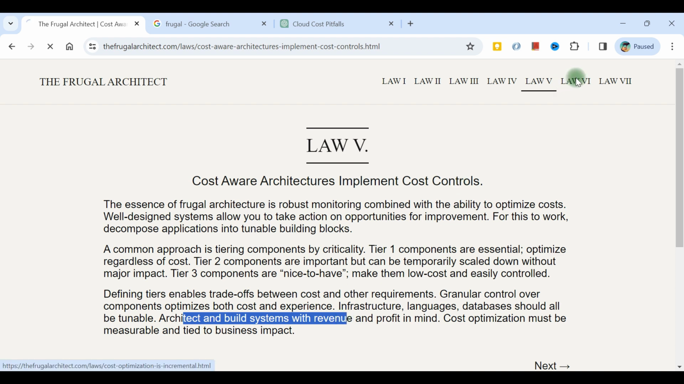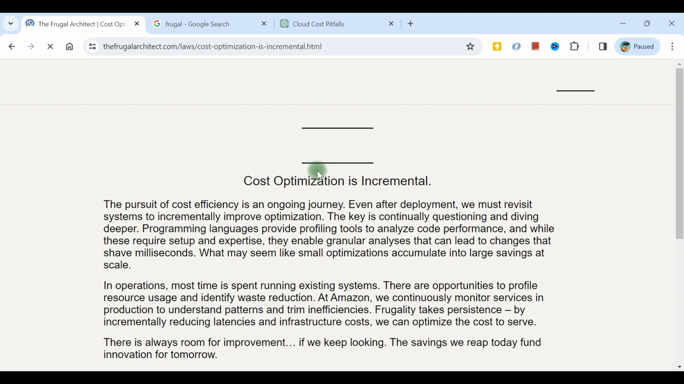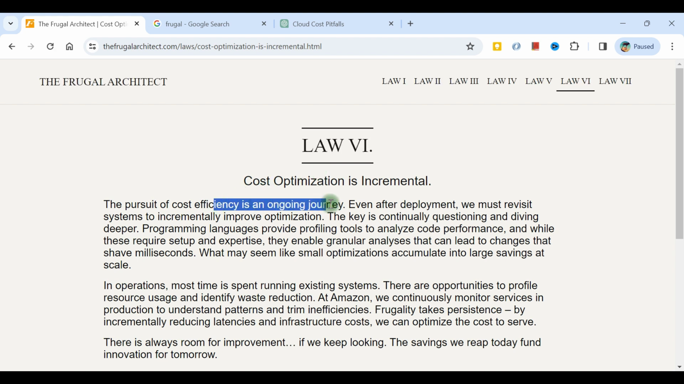Moving to the sixth law, cost optimization is incremental. The pursuit of cost efficiency is an ongoing journey. Even after deployment, we must revisit the system to incrementally improve optimization. The key is continually questioning and diving deeper.